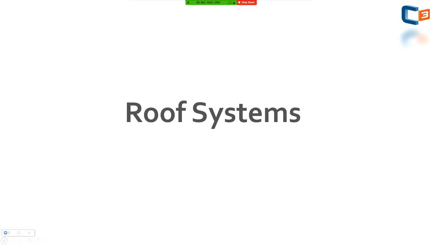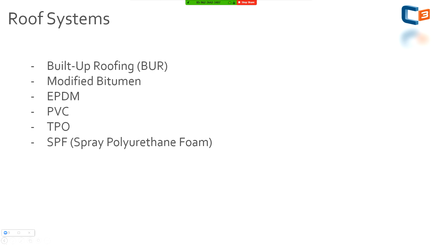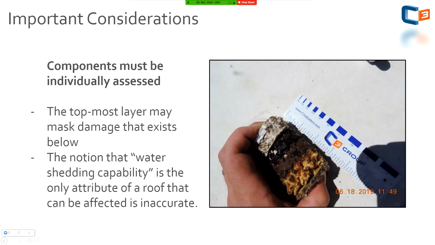So getting into roof systems here, we're going to be talking about built-up roofing, modified bitumen, EPDM, PVC, TPO, and SPF. Those of you who have come from the residential world are going to find similarities with probably modbit more than anything, modified bitumen, just because of its composition. So we'll tie in residential roofing to that, maybe just to help you guys out a little bit.